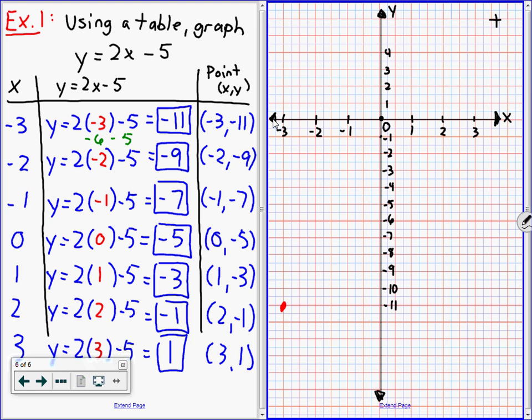So what he did correctly, by the way, now you don't do this on your paper, but I'm going to do it today, is he went straight down from negative 3, and he went straight to the left, negative 11. So negative 3 over, and then down to negative 11. Hopefully you remember this for grade 9.